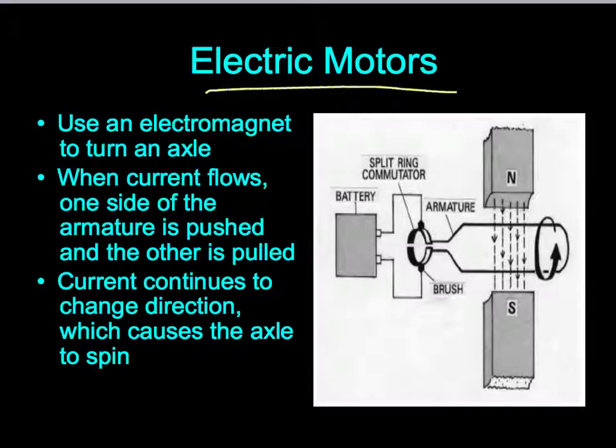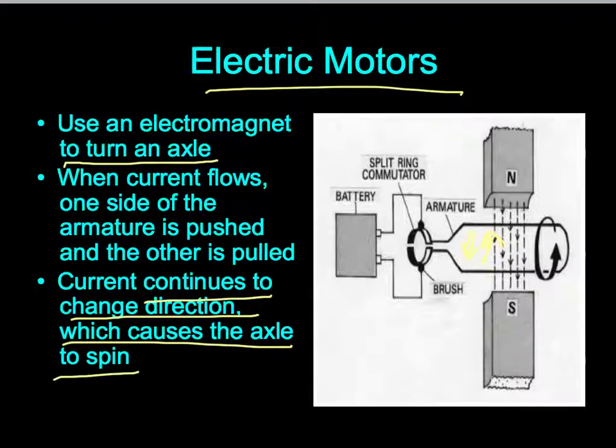Electric motors. We use an electromagnet to turn an axle. When the current flows, one side of the armature is pushed, the other side is pulled. So it's going to cause this thing to spin because one side is pulled while one side gets pushed. So it causes that axle to turn. Current continues to change direction, which causes the axle to spin.